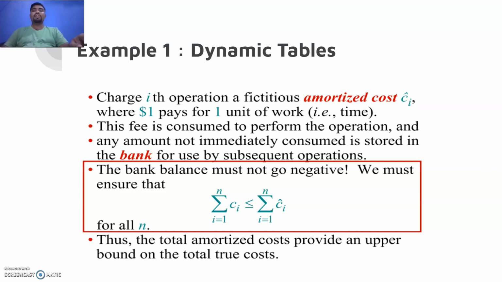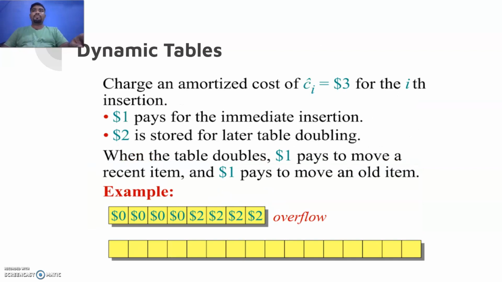We must ensure that. The bank balance depends on the amortized cost, so we have to see to it that the actual cost is always less than or equal to the amortized cost. That means the total amortized cost provides an upper bound on the total true cost. Now, this is the dynamic table, wherein we'll see an insert operation on a dynamic table. We all know what a dynamic table is, right?